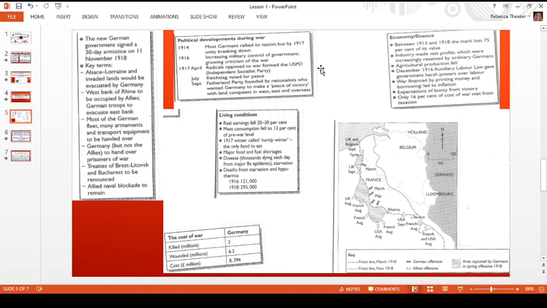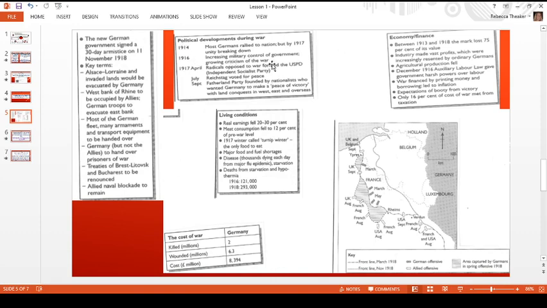Next one, political developments during war. And there's a little bit of a timeline down the side here. 1914, most Germans rallied to the nation, but by 1917, unity was breaking. 1916, increasing military control of the government and growing criticism of the war. 1917, radicals opposed to the war formed the USPD, which stands for the Independent Socialist Party. July, the Reichstag votes for peace, and September, the Fatherland Party was founded by nationalists who wanted Germany to make a peace of victory with land conquests in the west, east and overseas.